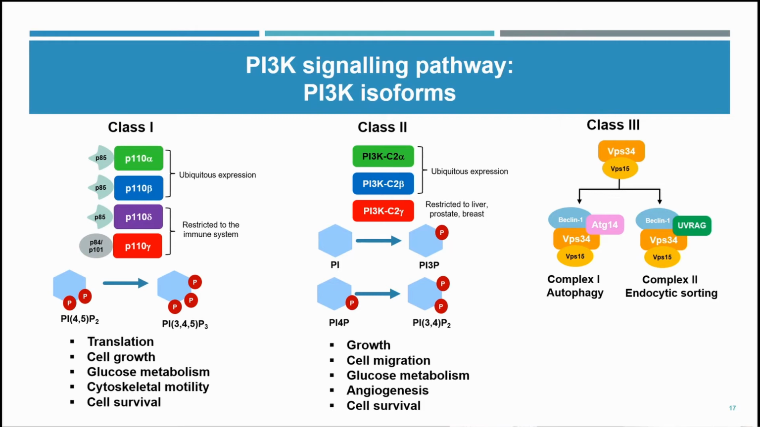For class 3, we have only 1 member, which is also known as VPS34, and it forms a heterodimer with VPS15. It is mostly found in protein complexes such as complex 1, which regulates autophagy, or complex 2, regulating endocytic sorting. VPS34 phosphorylates PI into PI3P.